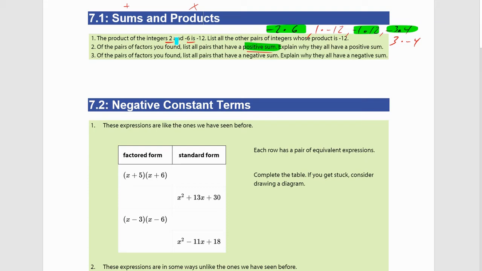All right, let's use blue. 2 plus -6 is -4, so that's a negative sum. 1 plus -12 is -11. And 3 plus -4 is definitely negative as well.